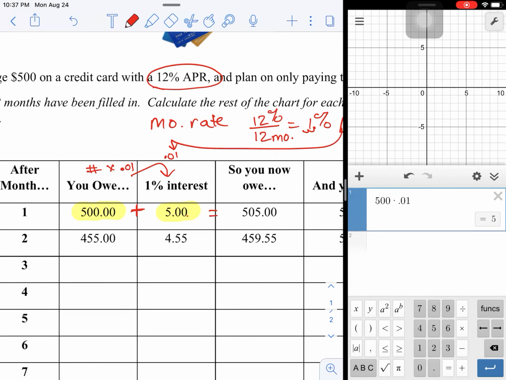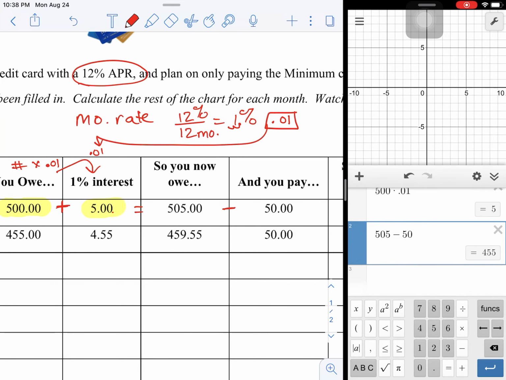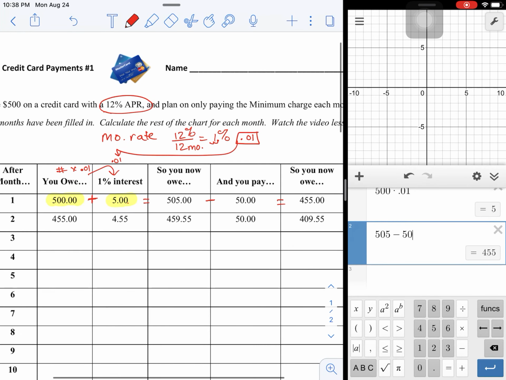Now at the end of that month, we are going to make a payment, and it's a flat payment of $50. We're only paying the minimum, and the minimum happens to be $50. So we are going to subtract off $50. So 505 minus $50 is going to be $455. Okay? We're now going to take this new balance and swing it over to month 2, right?